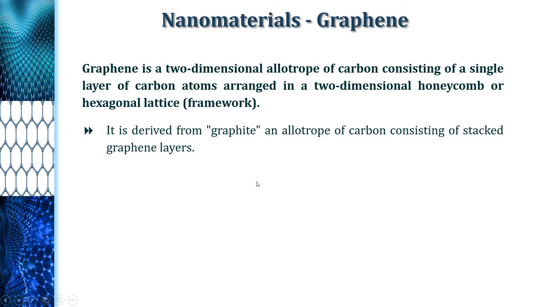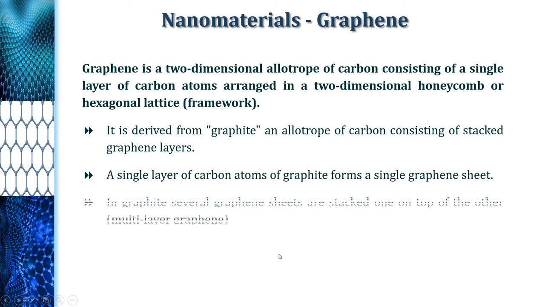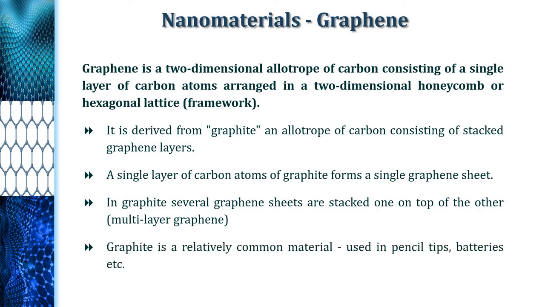It is derived from graphite. In graphite, there are stacked graphene layers, one over the other, and the single layer of graphene is obtained from the graphite. In graphite, several graphene sheets or layers are stacked one on top of the other, and graphite is a commonly available material which is used in pencil tips and batteries.